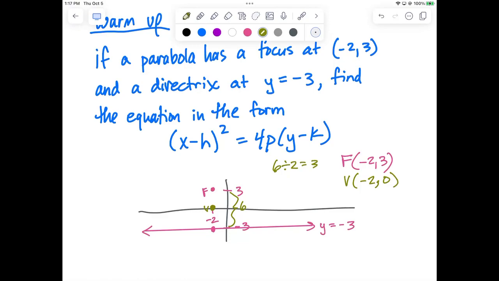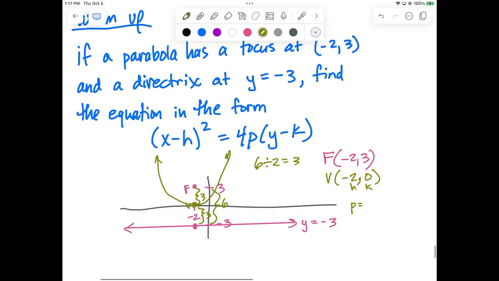So all I really need now for the equation, because this is my h and this is my k, is p. I need the focal length, the directed distance. Well, I know that this distance is 3, and this distance is 3. And if you want to draw the parabola, it looks like that. But we really don't need that for the equation. Is p 3 or negative 3? It's positive 3 because it opens up. So remember that: if it opens up or to the right, those are the positive directions, and p is positive. If it opens down or to the left, p is negative.